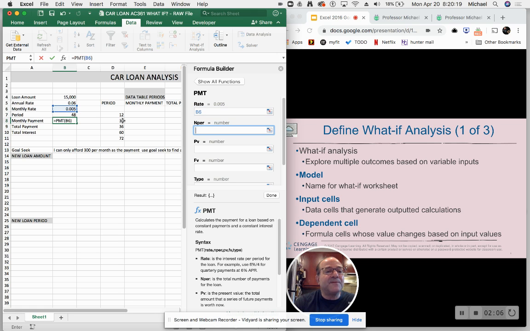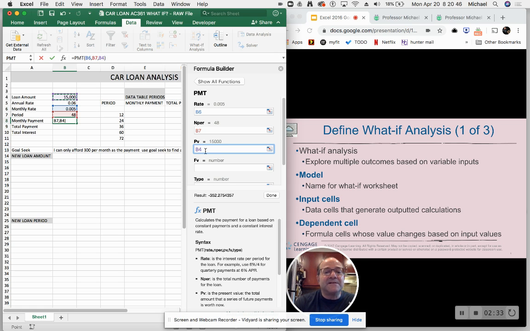Next is the number of periods, which in this case is B7, 48, and then the principal value of the loan, 15,000, it's in B4. Okay, so it gives us a value of $352.27, or it would be 28 cents once it's rounded off. And you can see it's a negative number, so it makes sense. We're paying it back, so it's a negative number.